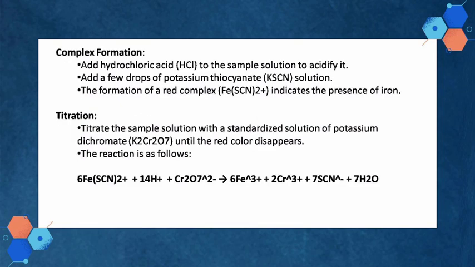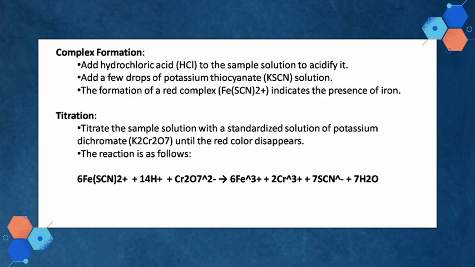Next is complex formation. Add hydrochloric acid, HCl, to the sample solution to acidify it. Add a few drops of potassium thiocyanate, KSCN, solution. The formation of a red complex, Fe(SCN)2+, indicates the presence of iron. Next, titration. Titrate the sample solution with a standardized solution of potassium dichromate, K2Cr2O7, until the red color disappears.